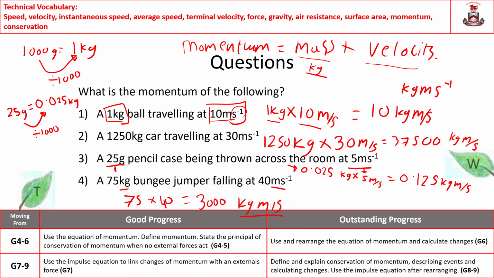Now, this is essentially all you need to do. You may have to rearrange it to calculate the mass of something or calculate the velocity of something if you are given the momentum. Other than that, if you can remember how to calculate the momentum, and probably more importantly, you can remember the unit of momentum because it's something that is always forgotten, you are absolutely set for this section of the topic. So let's have a look.